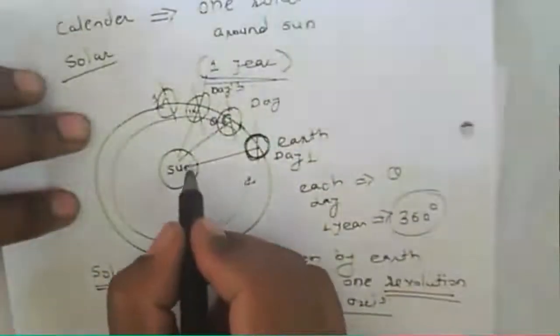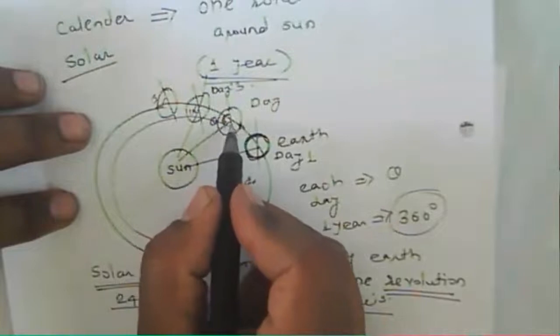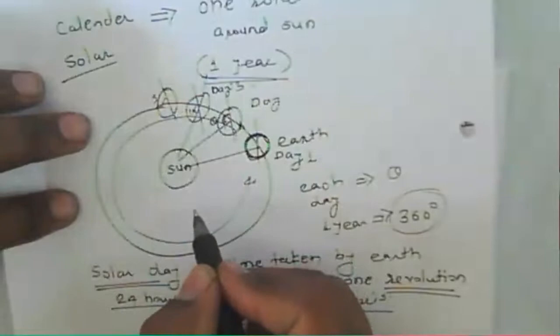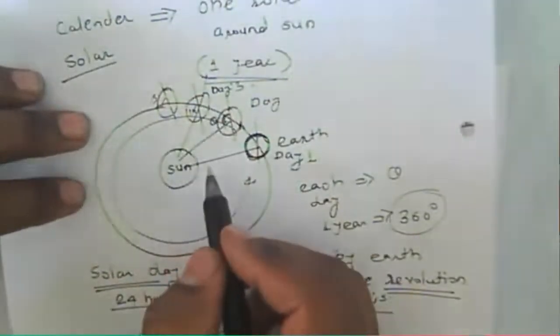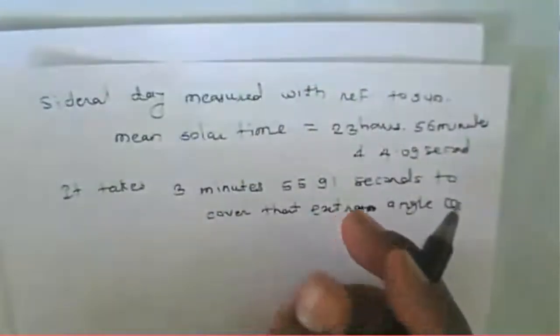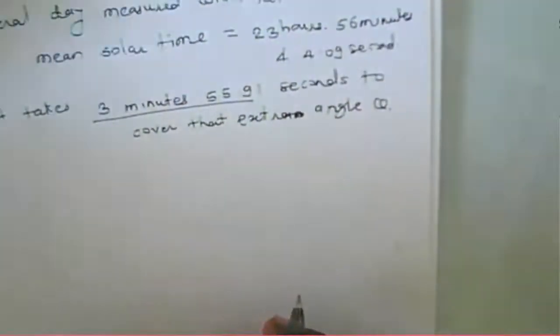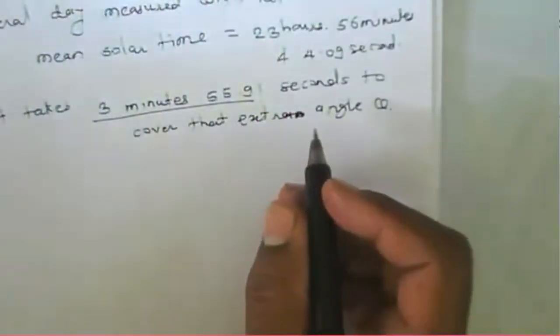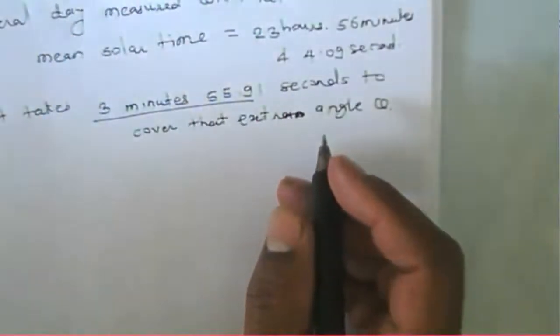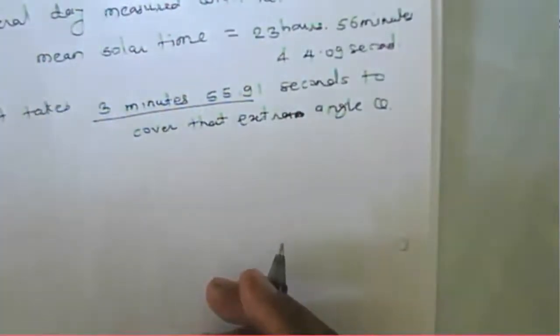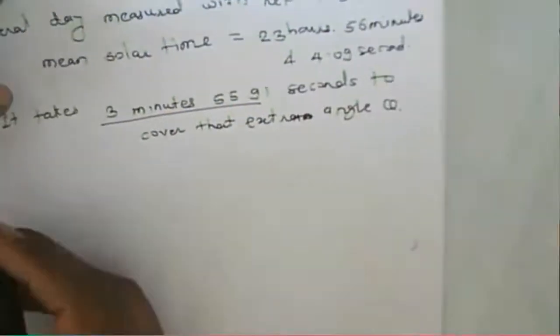That extra angle theta means we can say that this one is about your Earth. It rotates around it. That's theta. Thrice theta means the total extra angle with respect to that distant star. It takes 3 minutes 55.91 seconds to cover that extra angle theta, and that is the difference between sidereal day and solar time.